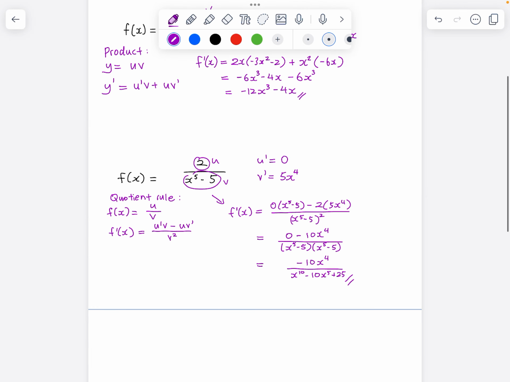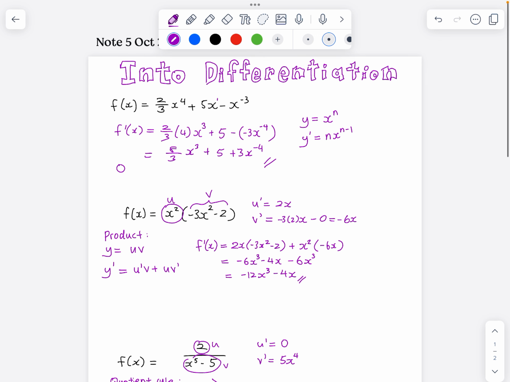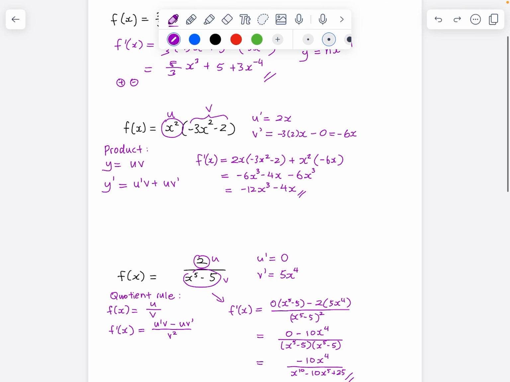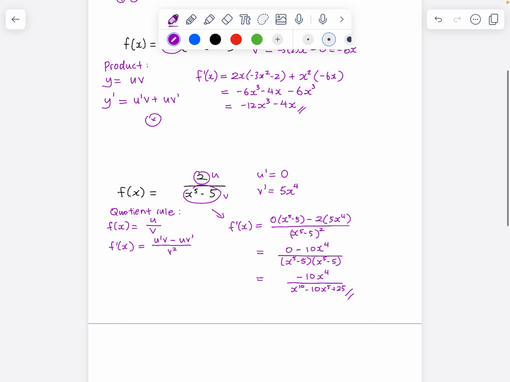Some major key takeaways: if you're adding or subtracting, then you can just find the derivative directly. If you're multiplying, you have to use the product rule. If you're dividing, you have to use the quotient rule. So that's it for this video.